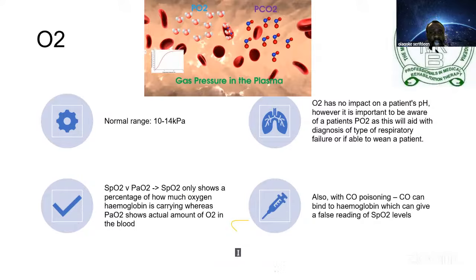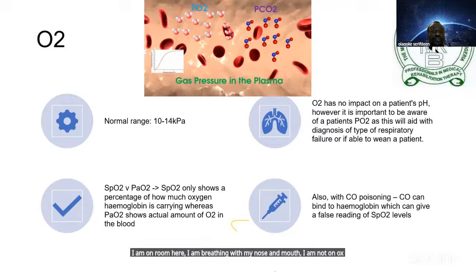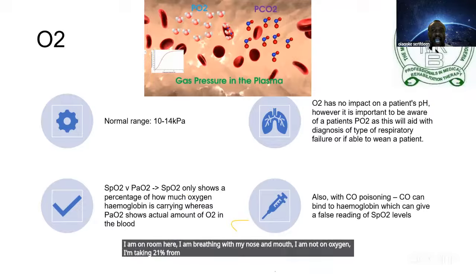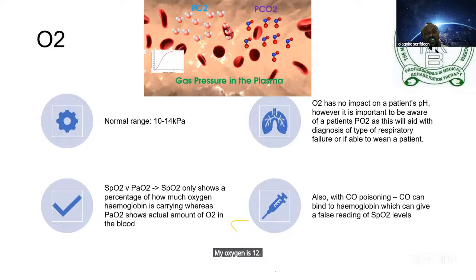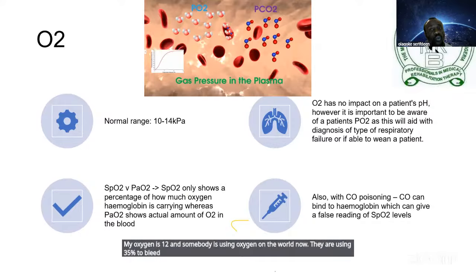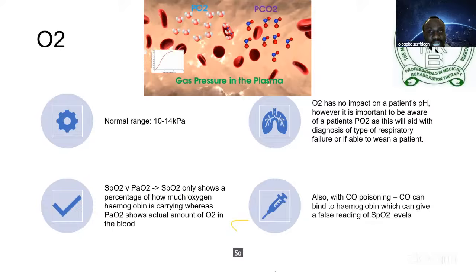I am on room air. I am breathing with my nose and mouth. I am not on oxygen. I'm taking 21% from the atmosphere. And when you do my ABG, my oxygen is 12. And somebody is using oxygen on the ward. They are using 35% to breathe, to ventilate. And when you do their ABG, their PO2 is also 12. So is that normal for that person at that time? What do we think? Please, guys, I need a response.